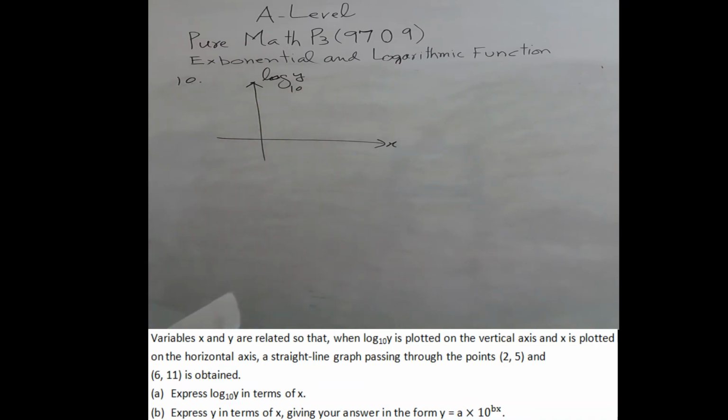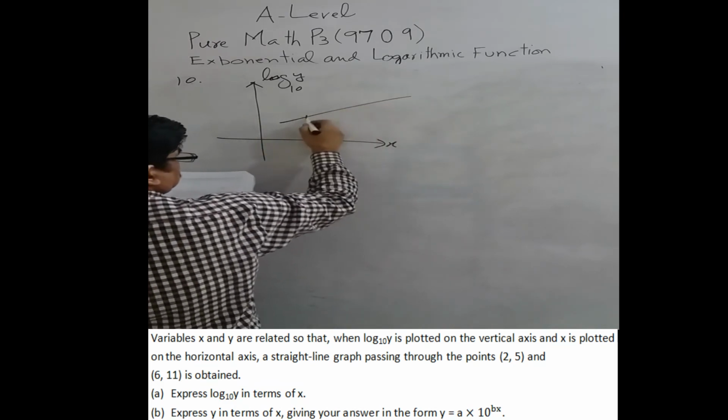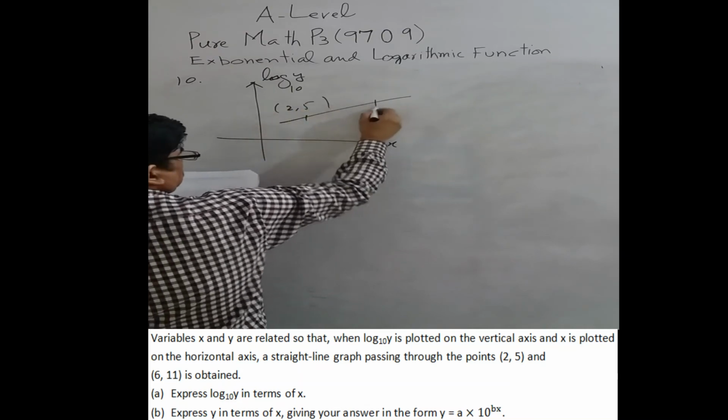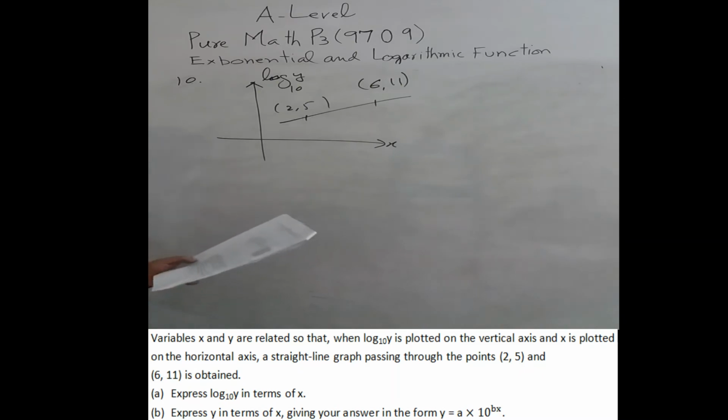Now this is the question in the reverse order. You have to find the non-linear relationship with the given information. X and y are related so that we have x directly, but here we have log of y to the base 10 as the y-axis variable, they are plotted. Now the graph passes through the point 2, 5, this point is 2, 5 and another point 6 and 11. Now you are asked to find the relationship between them.